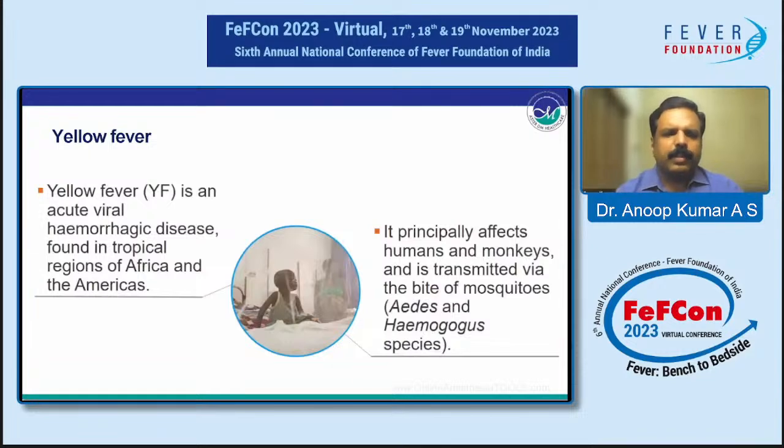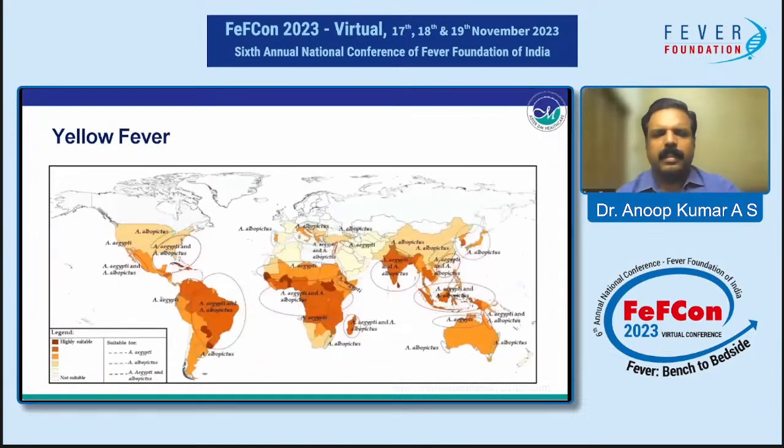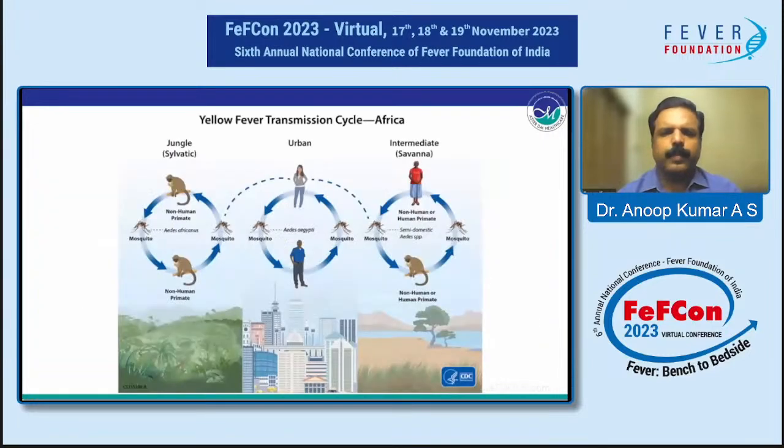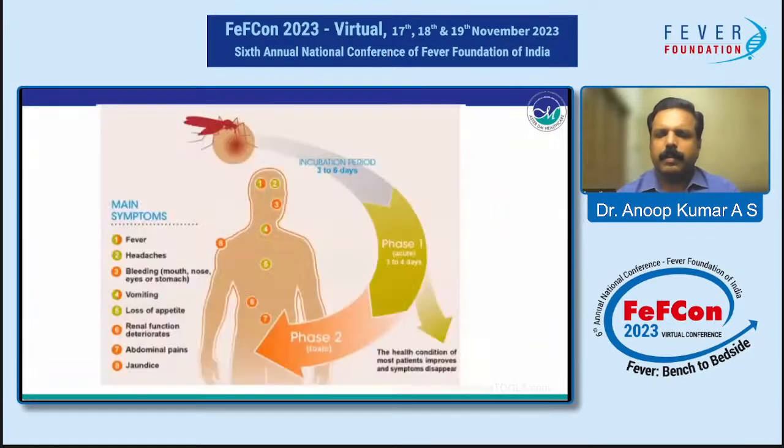Yellow fever is also an acute viral hemorrhagic disease found in tropical regions of Africa and America, and it principally affects humans and monkeys. It is also transmitted by Aedes mosquitoes, and our country has both species of Aedes mosquito. It has a jungle transmission, an urban transmission, and an intermediate transmission. In the urban or intermediate cycle, human beings can also become affected.